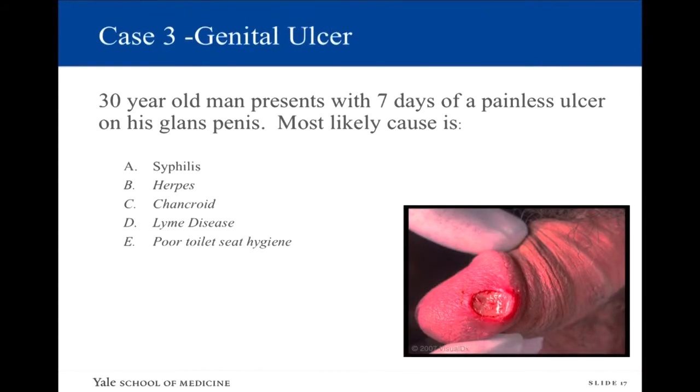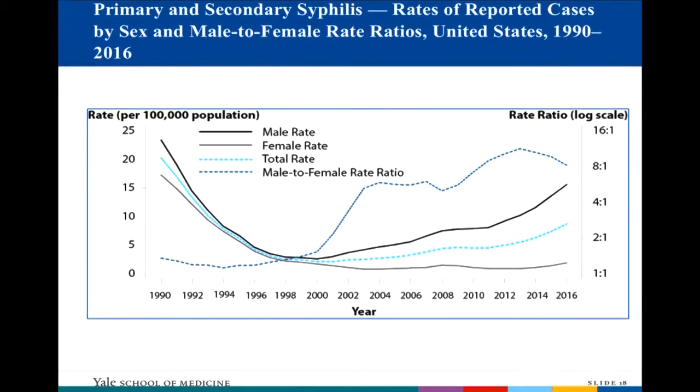So moving on to our last case of somebody with a genital ulcer. This is a 30-year-old coming in with 7 days of a painless ulcer, and there is a differential diagnosis, but not all the things on this list are really possibilities, as you hopefully will appreciate. But I wanted today to really talk about syphilis.